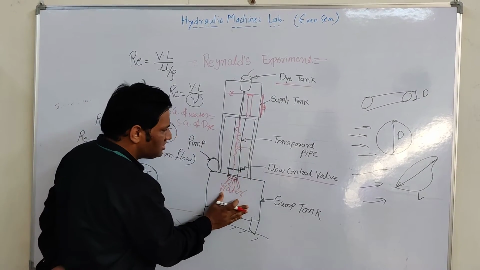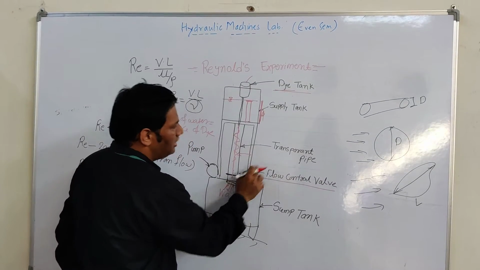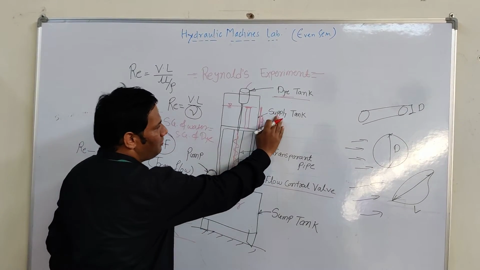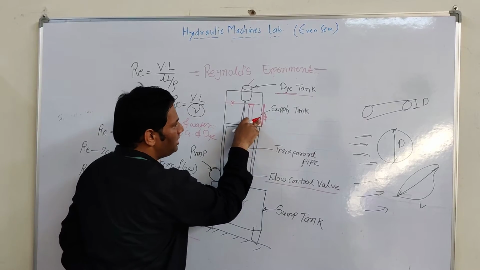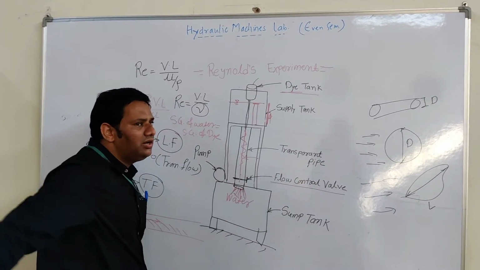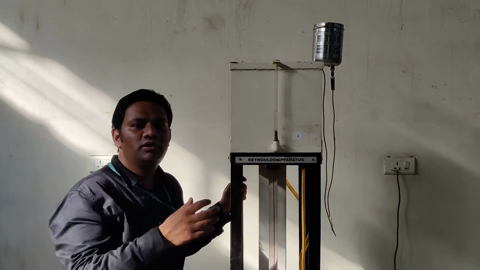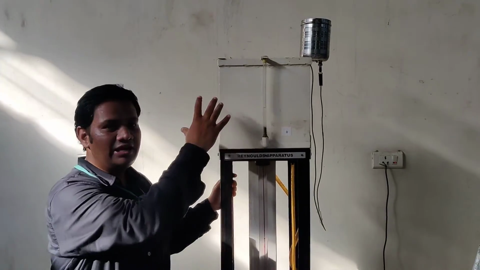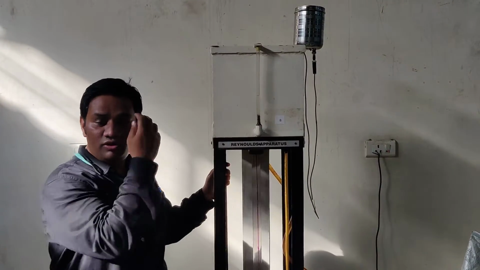Okay. So this is our sump tank. This is our regulatory valve. This is our transparent pipe. This is our supply tank, which consists of one piezometer. And this is our dye tank. Okay. So now we will see the actual experimental setup of Reynolds number.